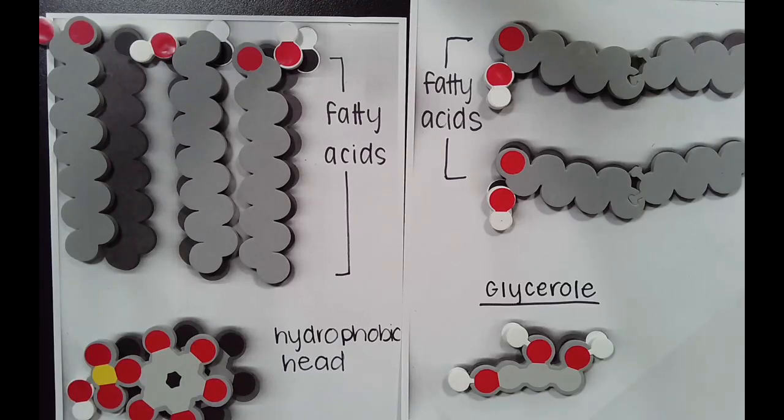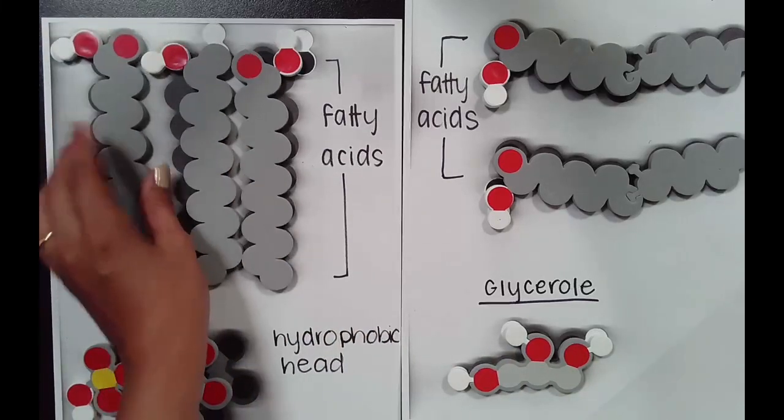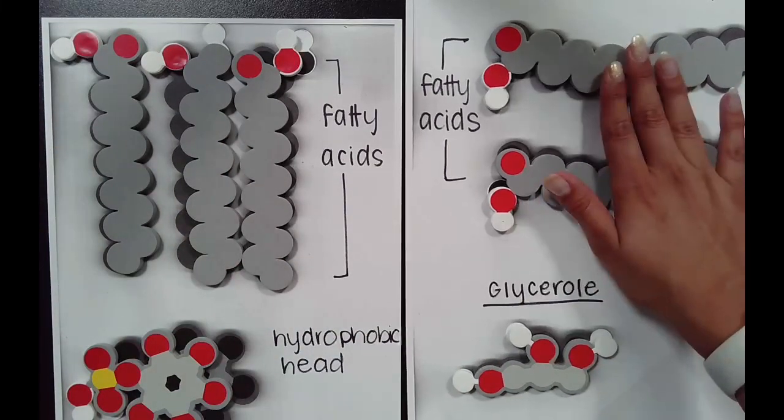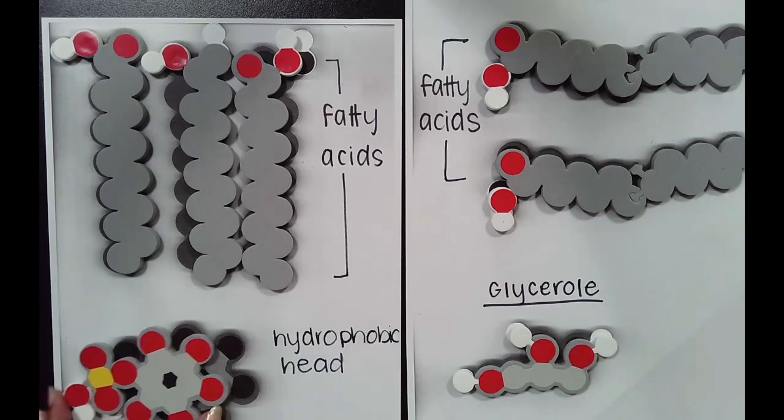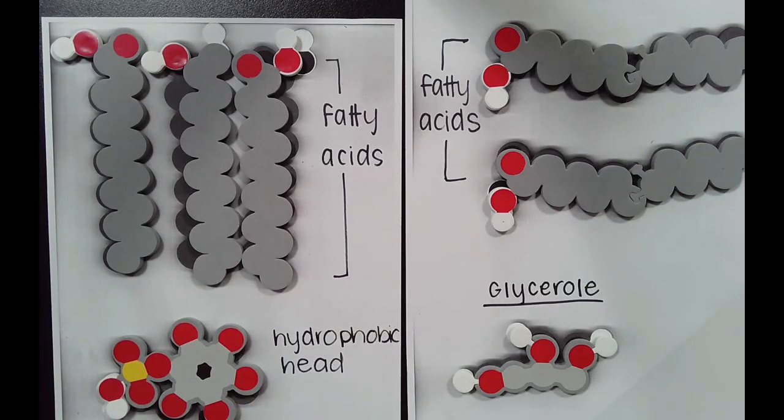So there are three main types of lipids, and today we're going to be looking at triglycerides, which is our fat, and we're also going to be looking at phospholipids. At this station, we have glycerol, we have 3 saturated fatty acids, we have 2 unsaturated fatty acids, and we have a hydrophobic head.